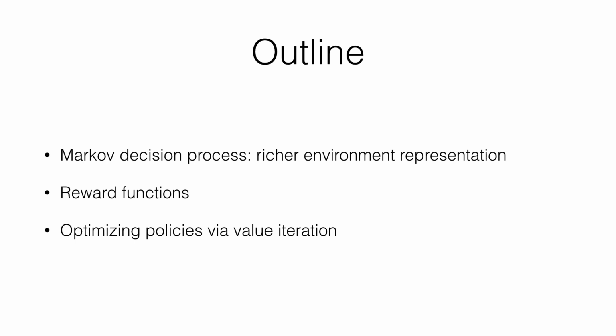So in the state space representation of a Markov decision process, we'll also have reward functions, and then we're going to talk about how to optimize what's called a policy, or you can think of it as a strategy to navigate the state space via an algorithm called value iteration.